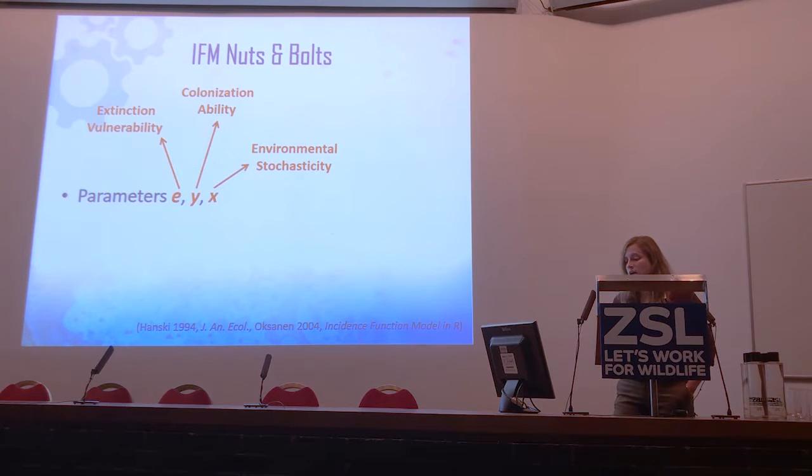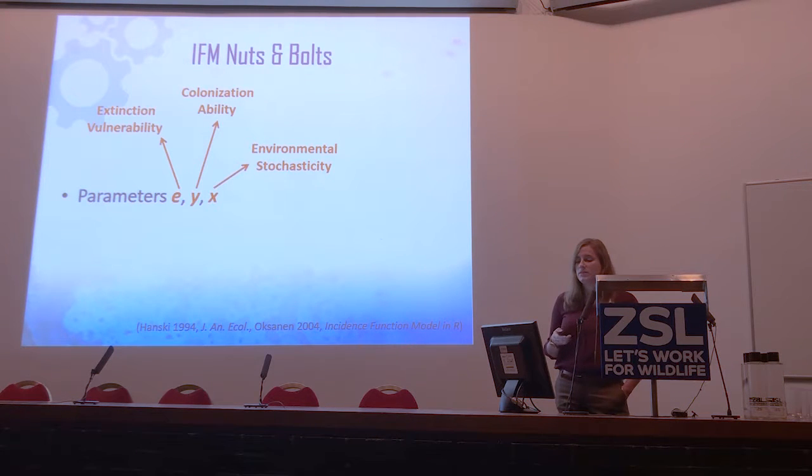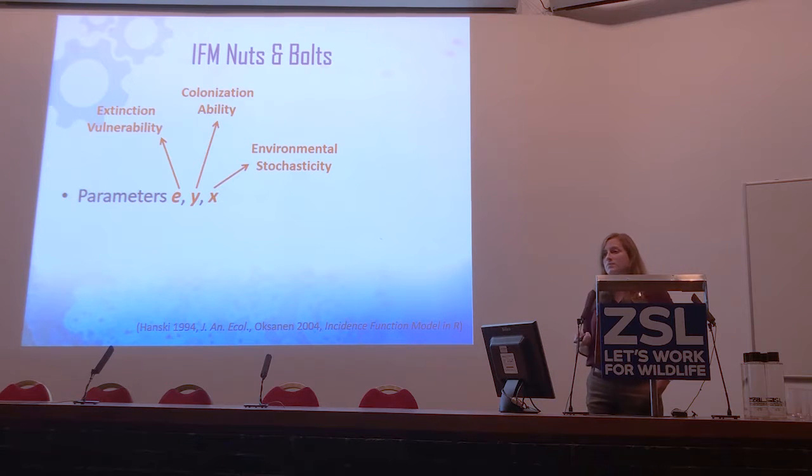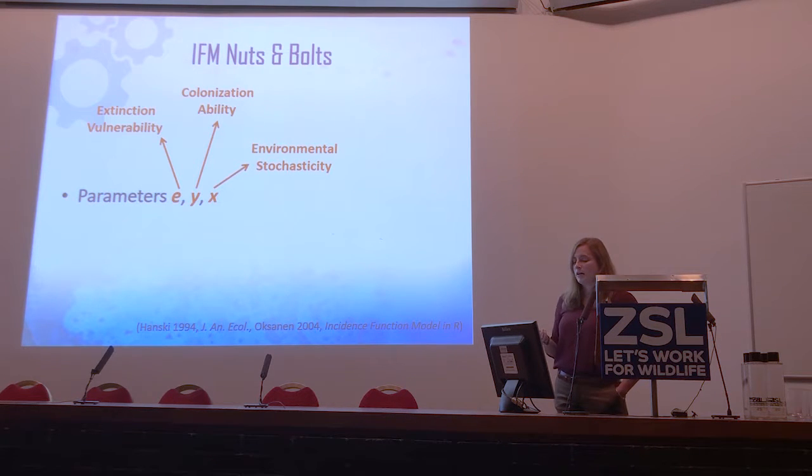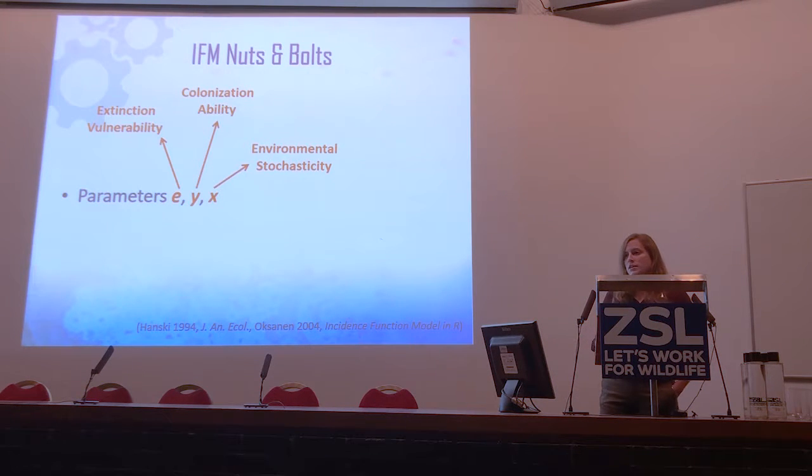These parameters, e, y, and x, are informative in and of themselves. They can be compared across different species. e gives a measure of the extinction vulnerability, so how fast a species goes extinct as patch size declines. y is a measure of colonization ability, where lower y is associated with higher colonization ability that is more independent of patch isolation. And x gives you an idea of the relative importance of environmental stochasticity versus demographic stochasticity in terms of how that affects extinction.